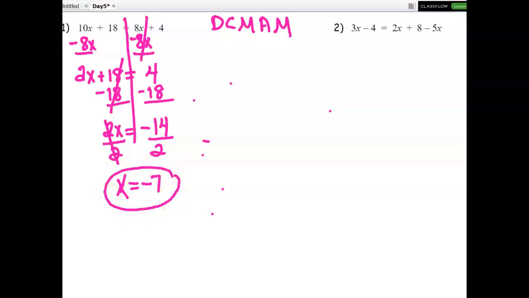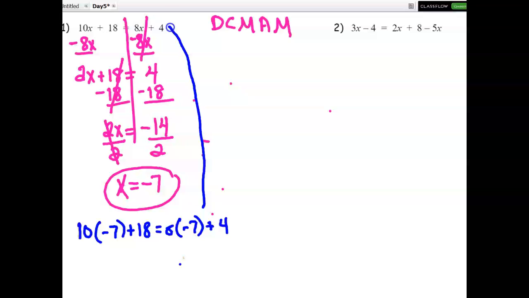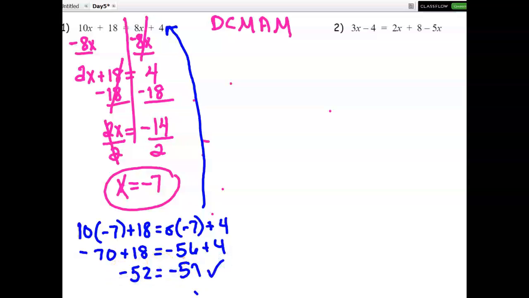And if we did the check step and plugged it back in, we'd verify. Let's try it. Let's try with something a little bit darker. 10 times negative 7 plus 18 is equal to 8 times negative 7 plus 4. Notice I'm just plugging it right back into the original equation. Now I follow my order of operations. Negative 70 plus 18 is equal to negative 56 plus 4. If I add them together, I get negative 52 is equal to negative 52. And that's right, so they're both equal. I know that negative 7 is my answer. So this is considered the check step.